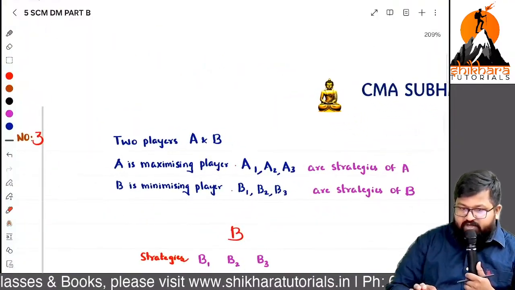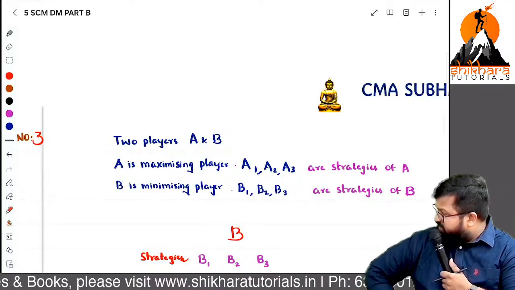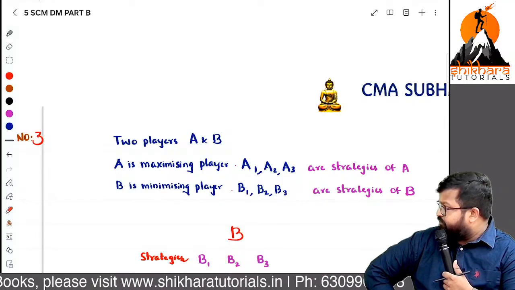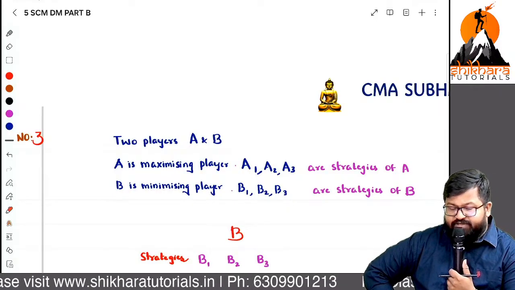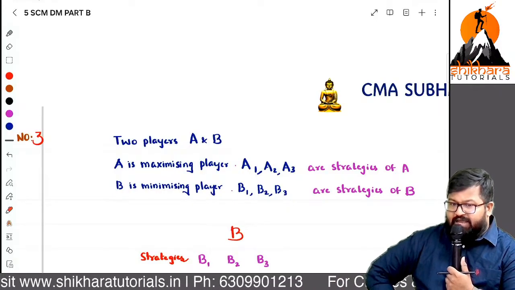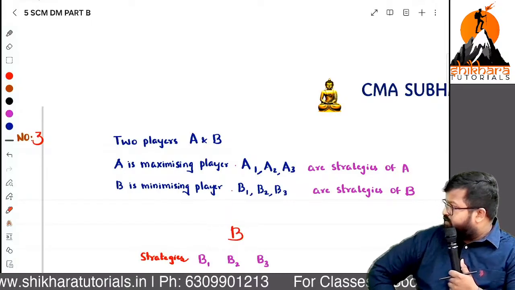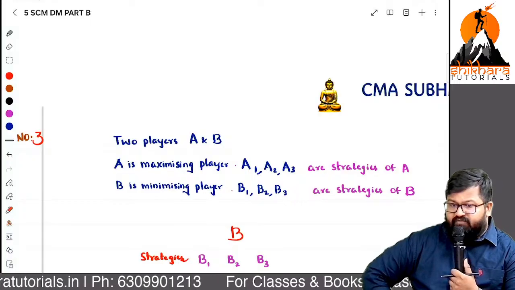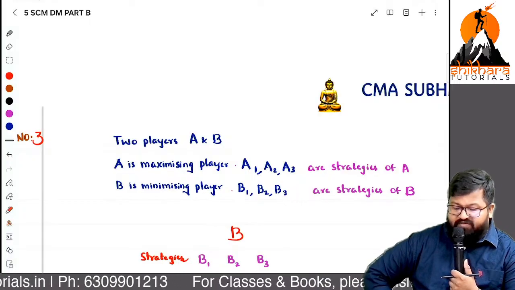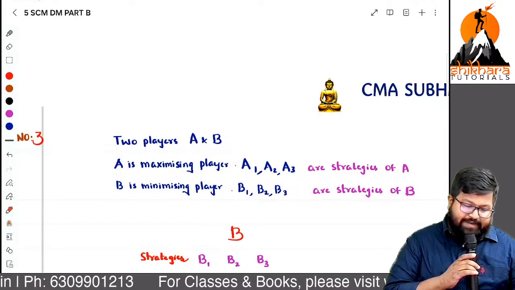Do not skip that point. That is a basic common point for every question. A is a maximizing player. The strategies are A1, A2 and A3. B is a minimizing player. B1, B2, B3 are the strategies of player B.